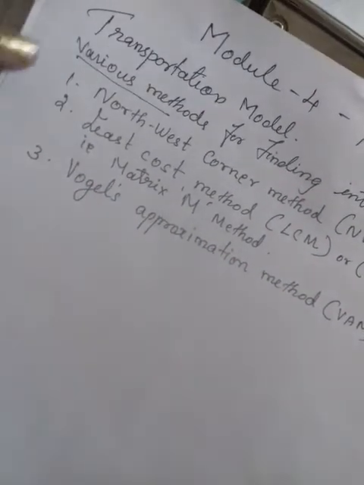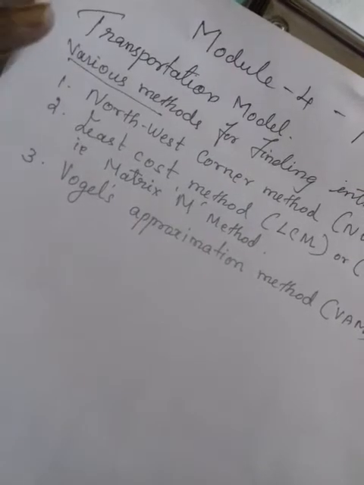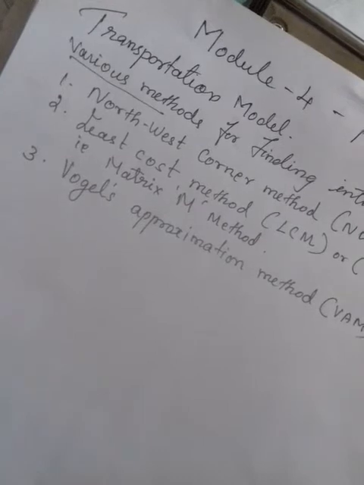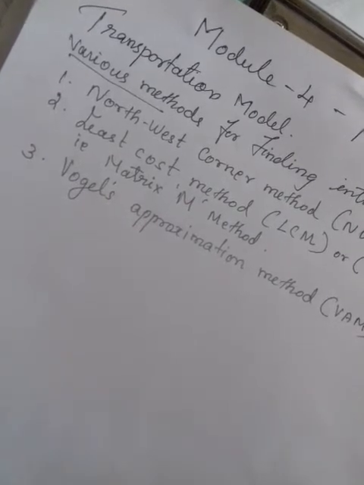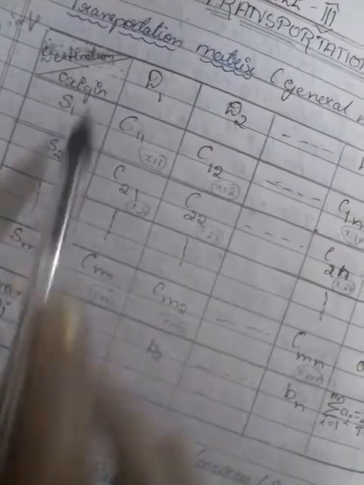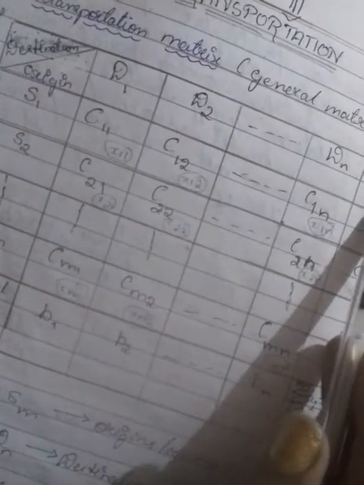Before going to the first method, northwest corner, you should know the general matrix of transportation, otherwise called the transportation matrix. I'll show you. This is the general matrix of a transportation problem. This side is your destination, and this is your origin or supply. This is your supply, and this is your destination, otherwise demand.